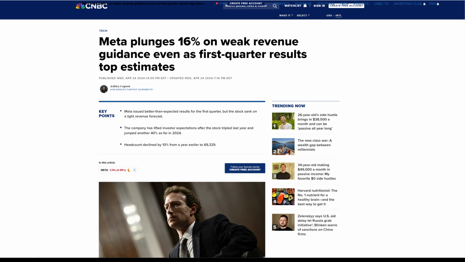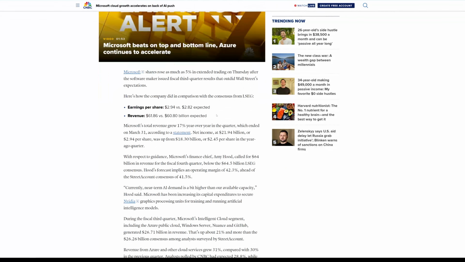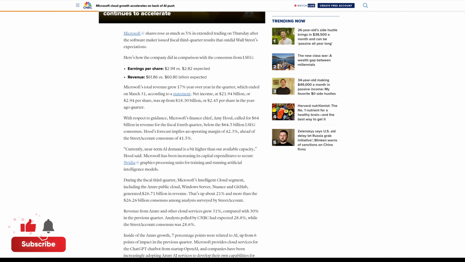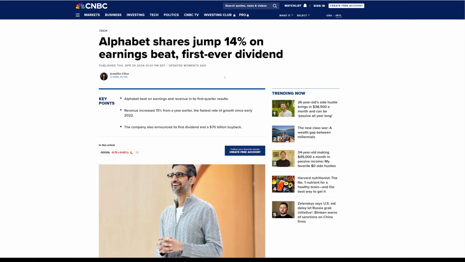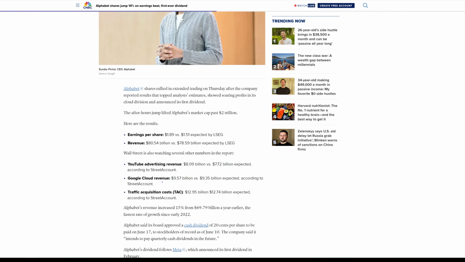Microsoft, on the other hand, loves growth, accelerating its AI push, and this was pretty good for Microsoft. Good earnings, good growth, and this is what the market expects. And also Alphabet jumped 14%, and it also announced the first ever dividends, and it's looking good for Google because basically they have YouTube advertising going higher, Google Cloud going higher, and acquisition cost going higher.